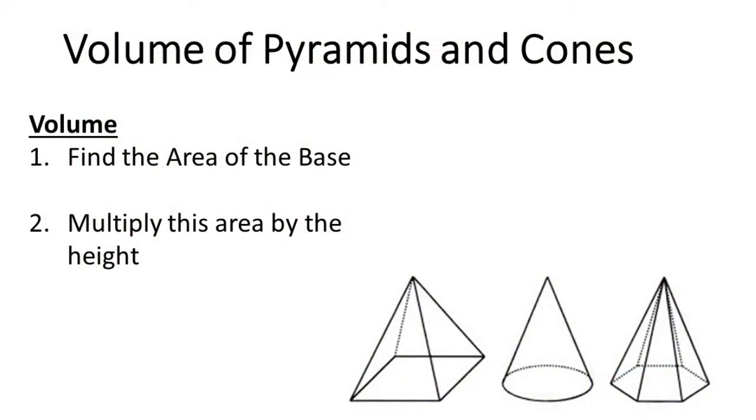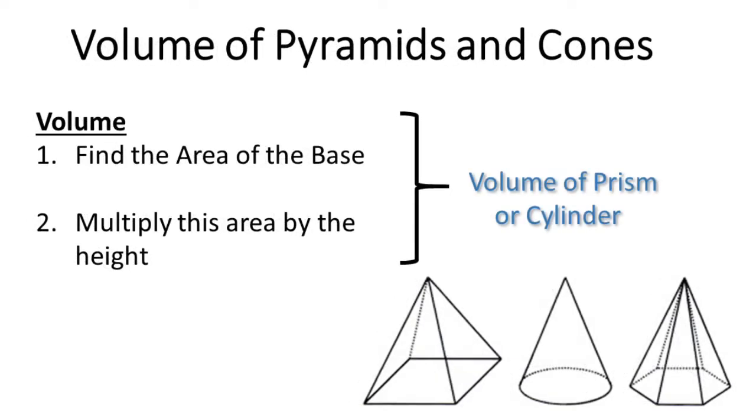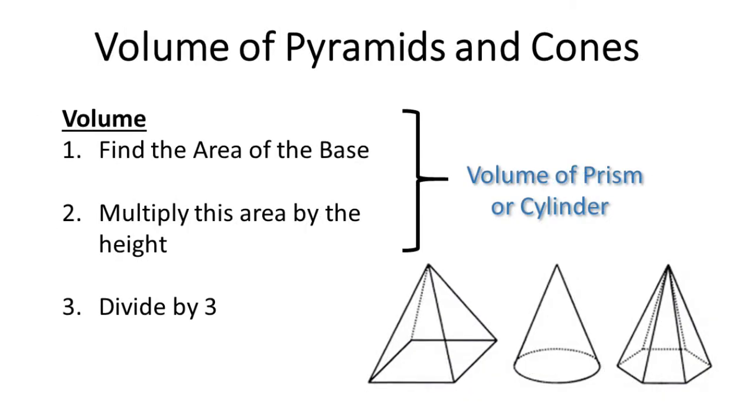So to recap, in order to find the volume of a pyramid or a cone, all you have to do is multiply the area of the base by the height. This will get you the volume of the prism or the cylinder that contains the pyramid or cone, and then you have to divide by 3 because it will take 3 of those pyramids or cones in order to fill up that prism or cylinder. And this will work for any pyramid or cone.